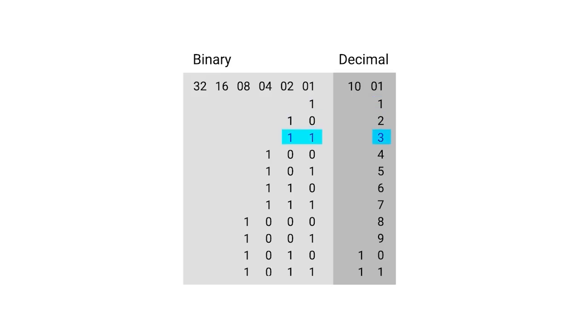1, 1 is 3, 1, 0, 0 is 4, 1, 0, 1 is 5, 1, 1, 0 is 6, 1, 1, 1 is 7, etc. It's the exact same thing we do with decimal, just with fewer numerals at our disposal.